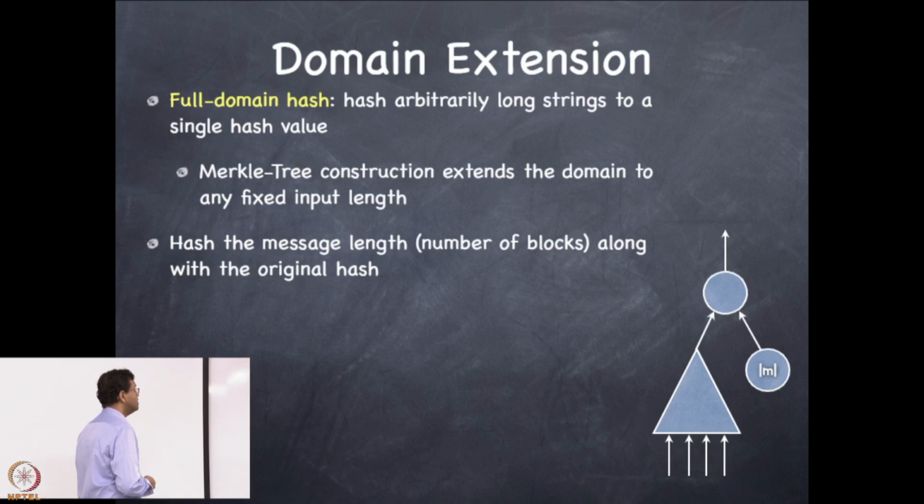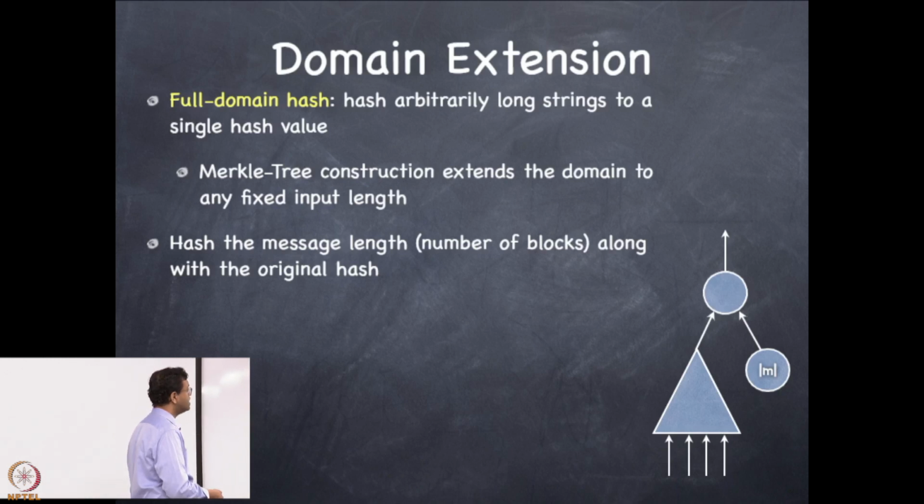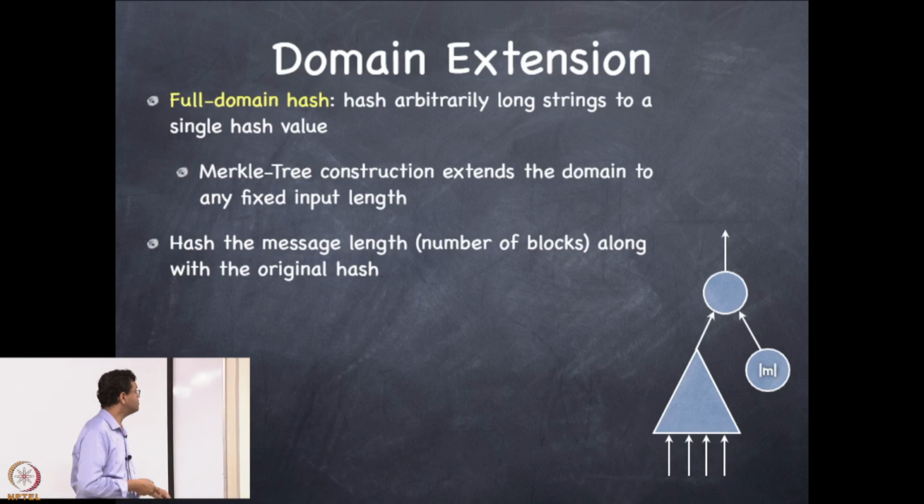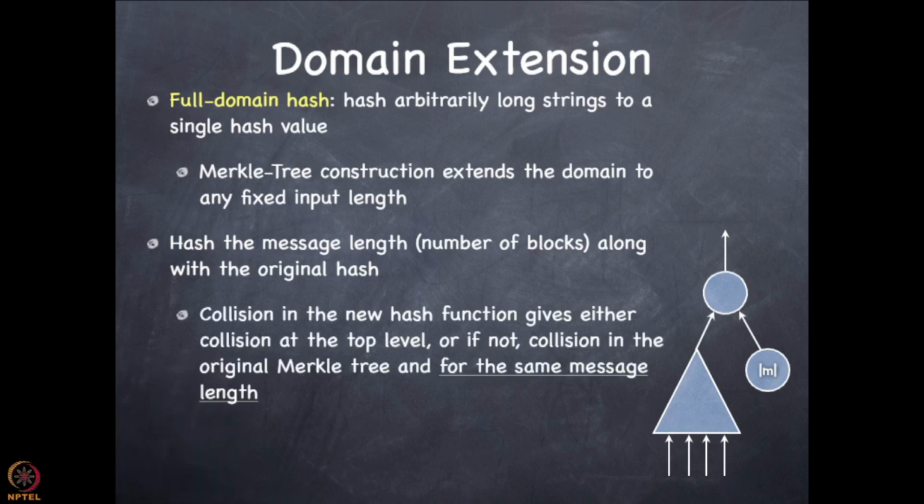How does this help? Well, the previous argument only showed that working with a particular fixed length, I get collision resistance. Now, if you give me a collision, there are two possibilities up front. Either you give me two strings which have the same length, in which case I can use the previous argument and find a collision, or they have different lengths. Well, if they have different lengths, then I already have a collision here, because this block will be different for the two inputs, and the output is the same. So I can get a collision at the root.